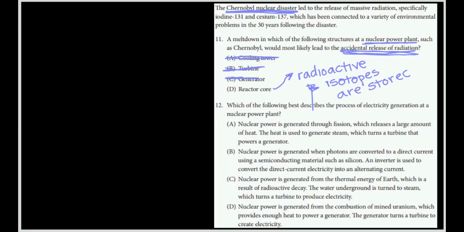Okay. Now, the next part says, which of the following best describes the process of electricity generation at a nuclear power plant. Okay, so they want to know if you know how a nuclear power plant generates electricity. And they're not looking for a super detailed explanation because, look, it's 2 sentences. They just want to know if you know the basics. So part A says nuclear power is generated through fission, which releases a large amount of heat. The heat is used to generate steam, which turns a turbine and powers the generator. Fortunately, that is the right answer.